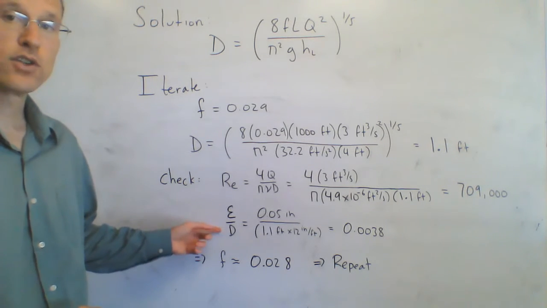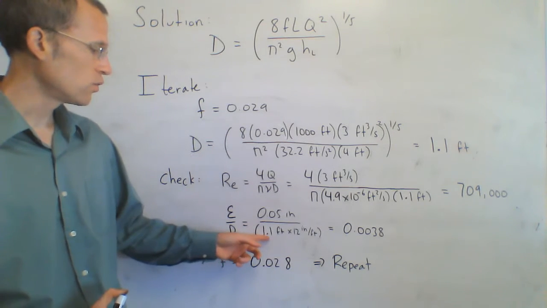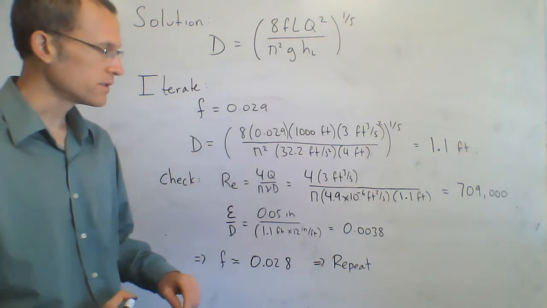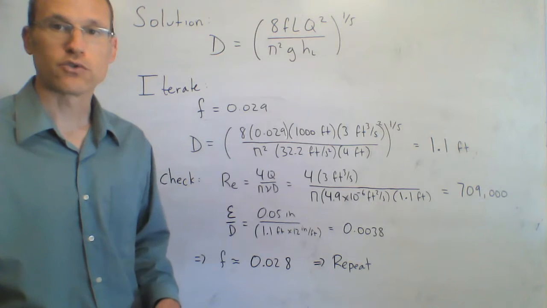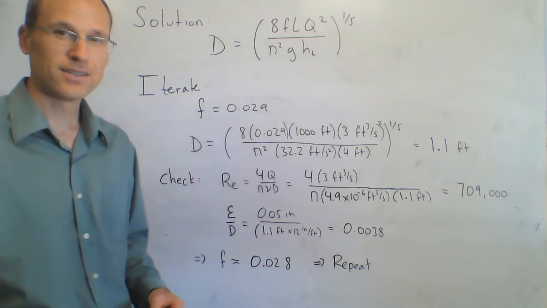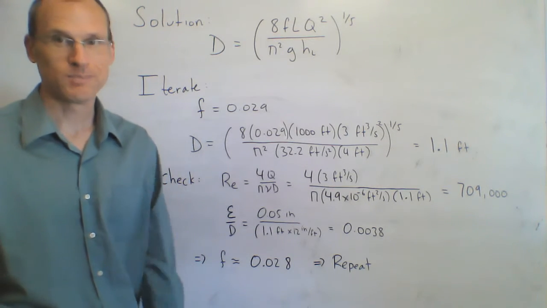In this case, I have a new value of epsilon over D as well, because D changes. So my new value of D, 1.1 feet, again times 12 inches per foot, gives me epsilon over D of 0.038. Again, plugging those into the equations or into the Moody chart gives you a new f value of 0.028, which is very, very close to the old one, but not quite the same. So one more time.